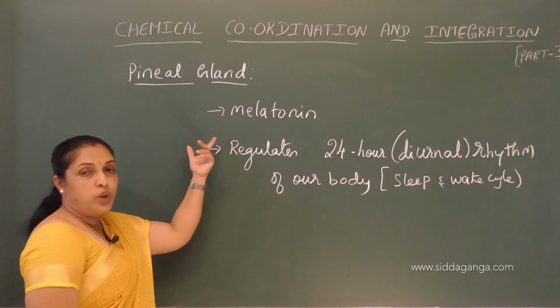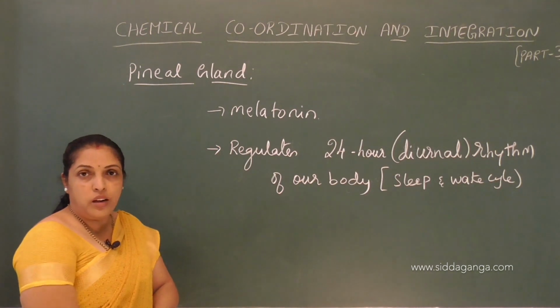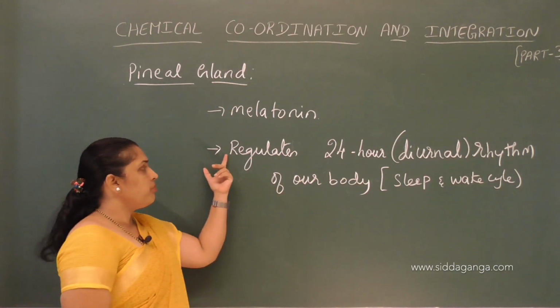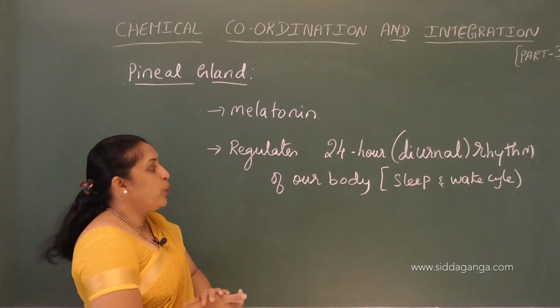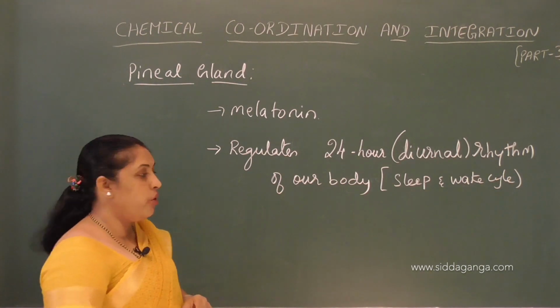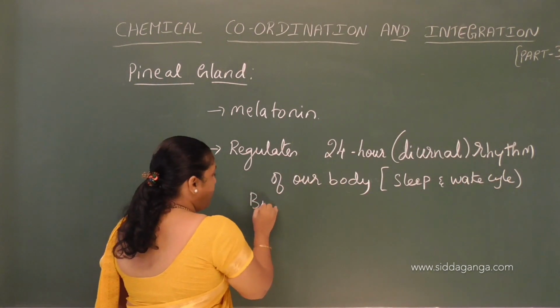So this melatonin is produced by the pineal gland, which is present in the dorsal side of our forebrain. It regulates the 24-hour rhythm of our body, the diurnal rhythm of our body. In that way it acts as a biological clock.